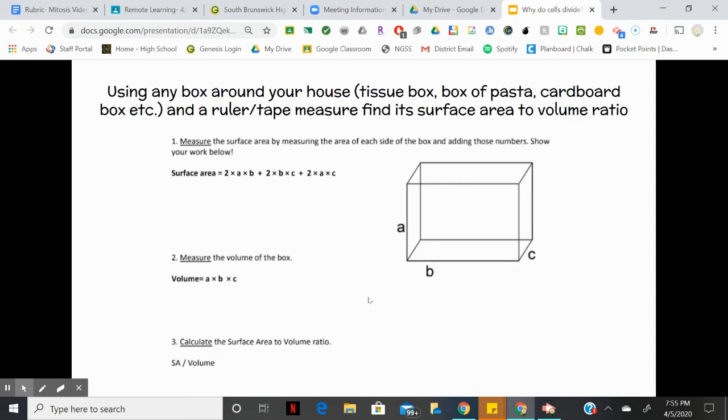Go find a box and use something you have to take the measurement, whether that's a ruler, maybe a tape measure. If you have a toolbox, you can try to find a tape measure. If you have a sewing kit, there might be a tape measure that you can use. So try to find a box and then take each measurement, the length, the width, and the height, and calculate the surface area to volume ratio of that box using the same formulas that I just showed you on the previous page. All right?